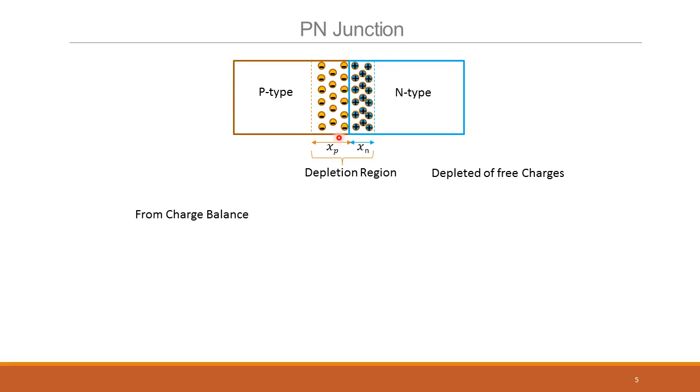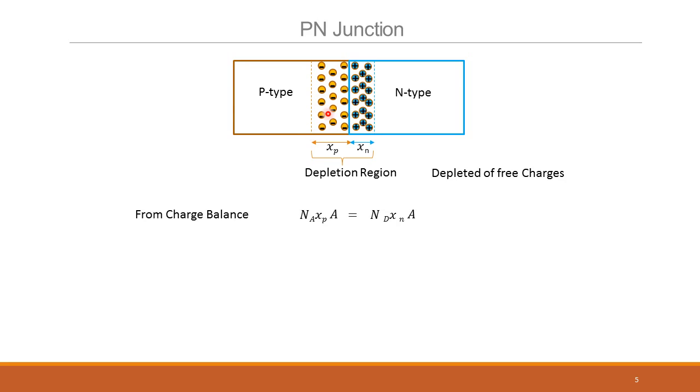So what do you expect? From charge balance, you know that the number of immobile negative ions should be the same as the number of immobile positive ions, because the entire material is charge neutral, right? To start with, they were charge neutral. So this charge has to be the same as this charge. Even now the entire material is charge neutral, it's just that internally it got distributed, right?